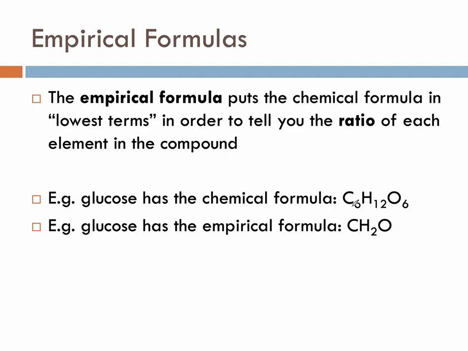If we do an empirical formula, what we're going to do is take that chemical formula and put it in lowest terms. Just like you put a fraction in lowest terms, it's the same idea. And the point of an empirical formula is to tell you the ratio of each element in the compound. So if glucose has 6 carbons to 12 hydrogens to 6 oxygens, if I put that in lowest terms, what I really see here is that there's double the number of hydrogens as carbons, and that there's the same number of oxygens as carbons. So I can put that in lowest terms by seeing, well, what common number can I divide everything by? And that would be 6, right?